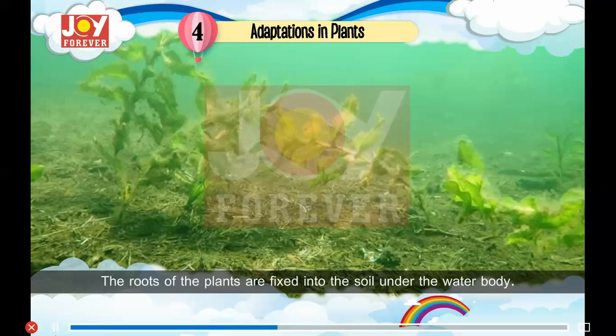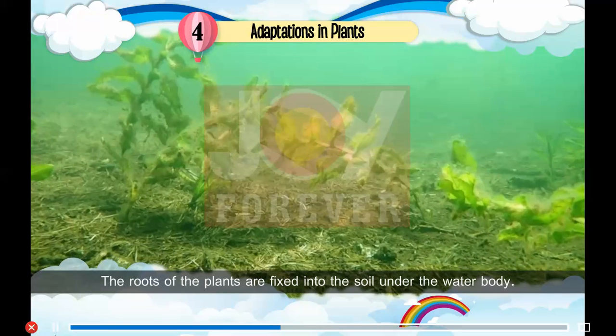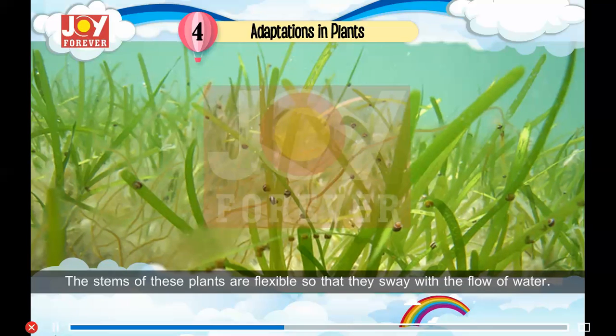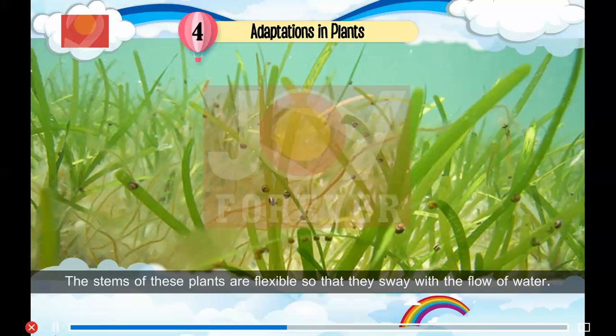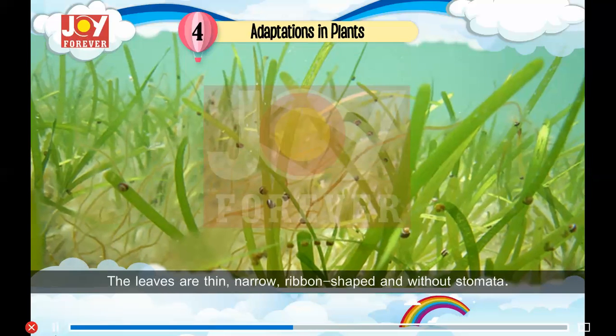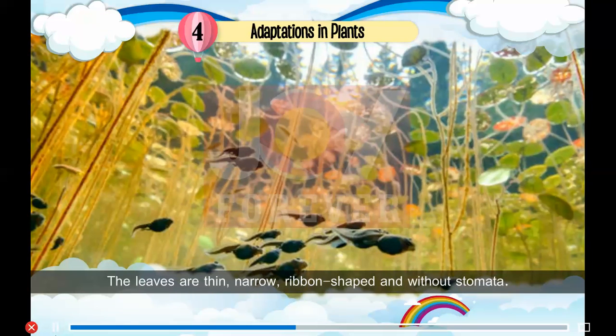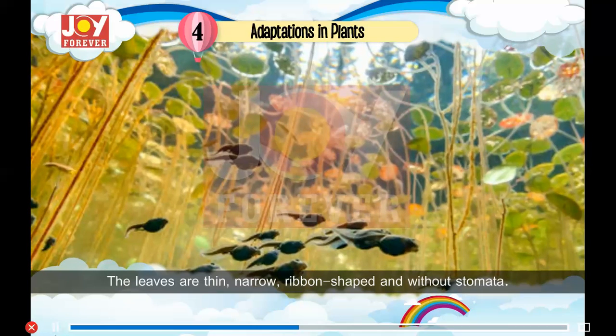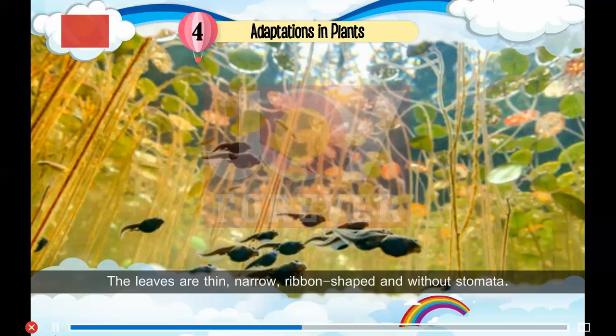1. The roots of the plants are fixed into the soil under the water body. 2. The stems of these plants are flexible so that they sway with the flow of water. 3. The leaves are thin, narrow, ribbon-shaped and without stomata.